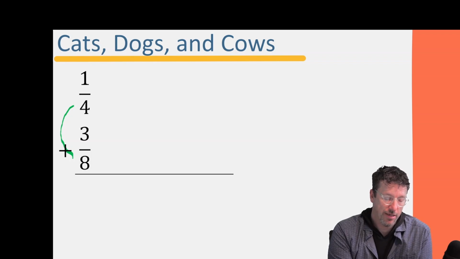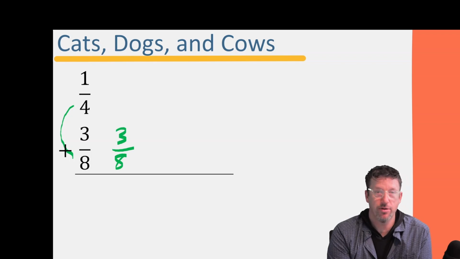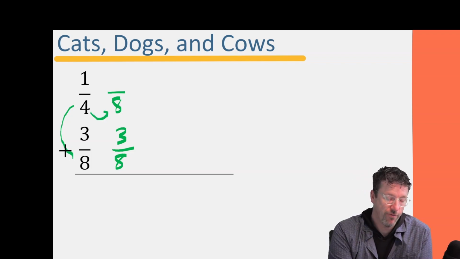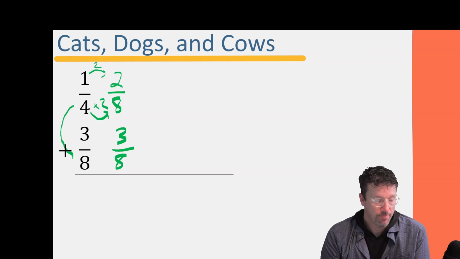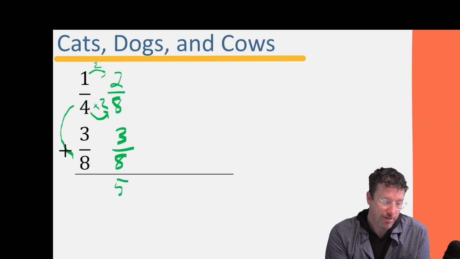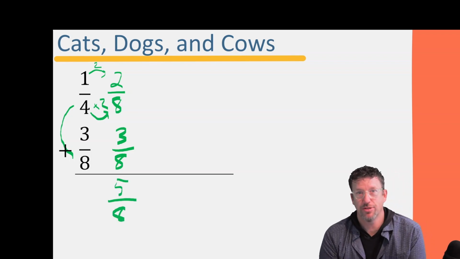So we have 1 cat and 3 dogs. Well, let's change them into eighths. This one we don't need to change because it already is eighths, because you guys in your head said, I know 4 will go into 8. So what did I do to get from 4 to 8? I multiplied by 2. So if I multiply the bottom by 2, I also have to multiply the top by 2, okay? And what is 1 times 2? It is 2, okay? Now the bottom's the same. So now I have 2 dogs plus 3 dogs. Boom, what's 2 plus 3? 5. And we keep the bottom the same because I'm not changing those guys around.